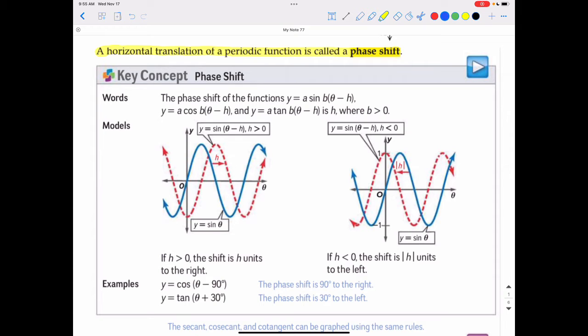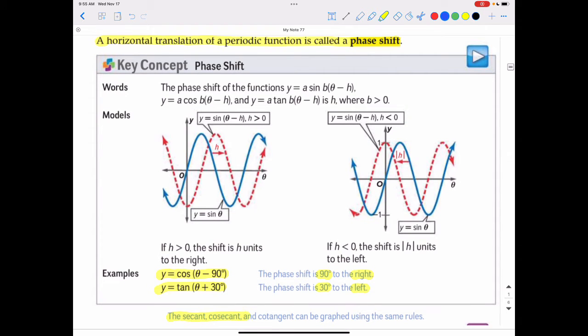So looking down at the bottom of this screen for the examples, if it's y equals cosine of (theta minus 90), the minus 90 is grouped in parentheses with theta. That means it is a left-right shift, and since it's minus 90, this is 90 degrees to the right. Y equals tangent of (theta plus 30 degrees). The 30 degrees is grouped with the theta. This is your horizontal shift. Since it's a plus 30, we will go 30 degrees to the left. These also work with secant, cosecant, cotangent graphs using the same rules, so they also have phase shifts, just like sine, cosine, and tangent.